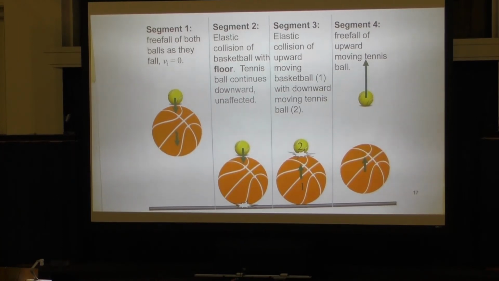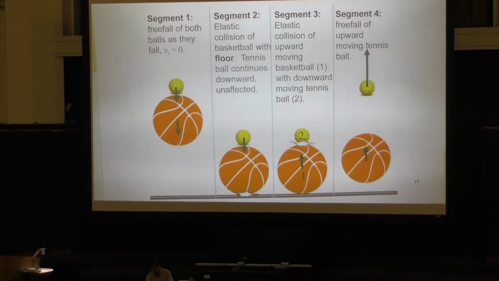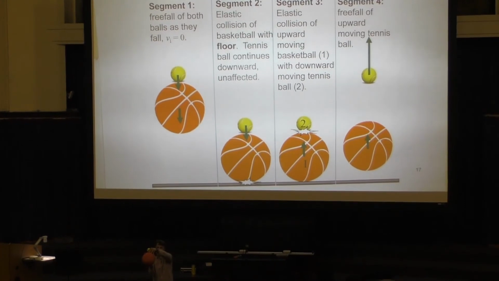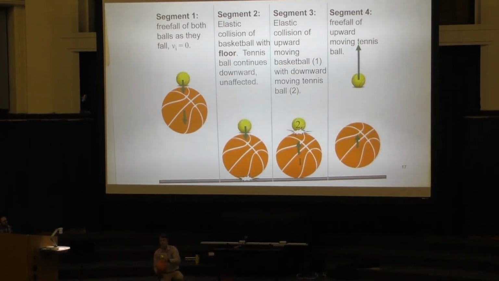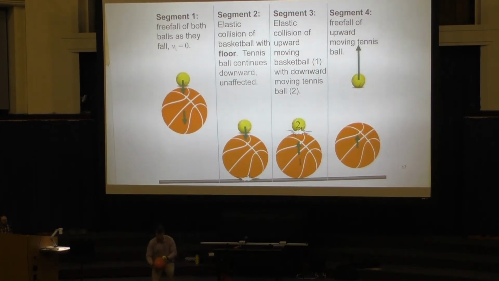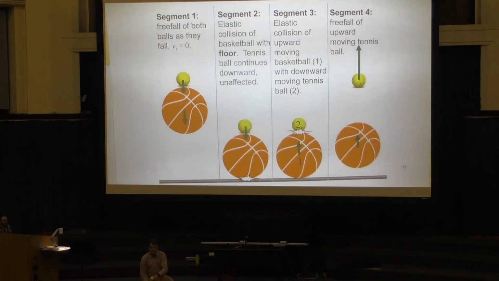Segment 2 is a bit hard to picture, but I'm going to imagine that there's a tiny little gap between the tennis ball and the basketball, so that the first thing that happens is the basketball is going to have an elastic collision with the floor. And I'm not going to use the carpet, I'm going to use the wood floor, so that we're just going to simplify things by saying it's an elastic collision. It's just going to reverse its momentum.